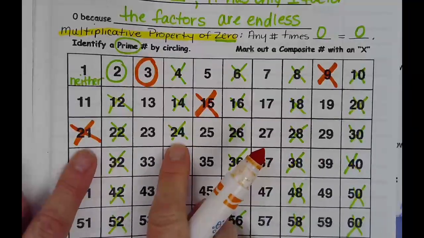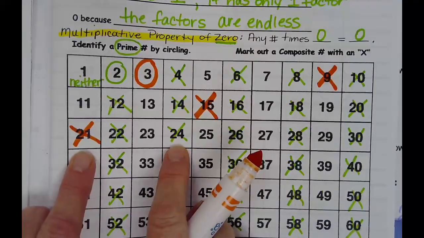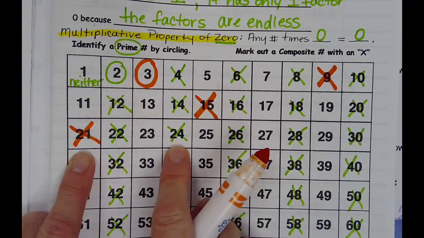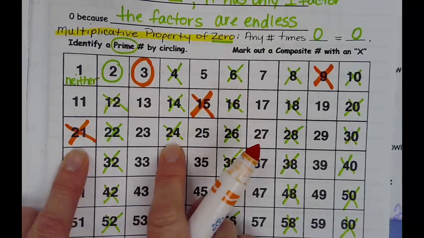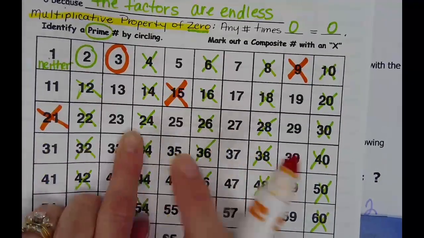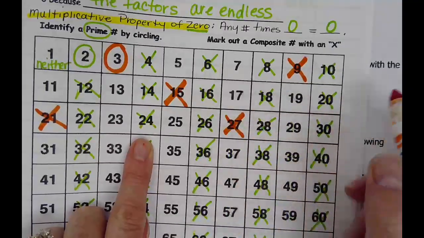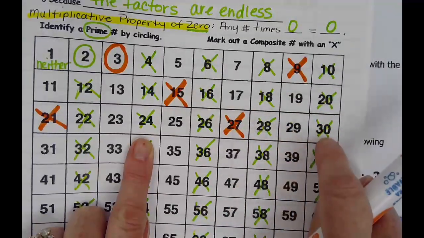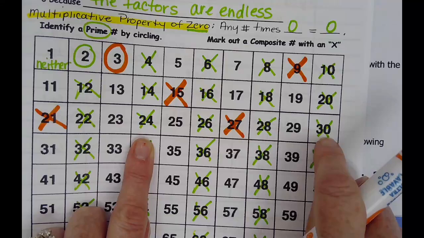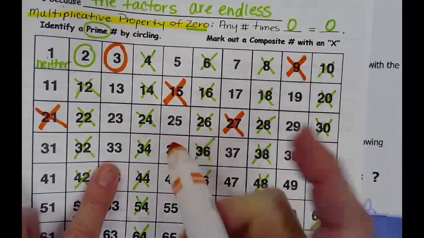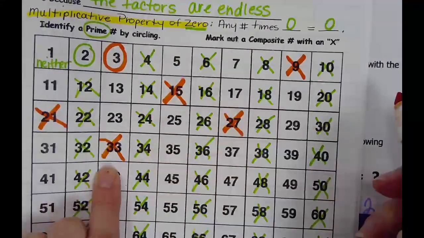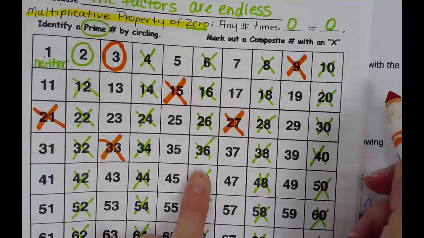24. It's already marked out. There's a pattern. With multiples of 3, it's an even number, then an odd number. Even number, odd number. So after 24, what's next? Make sure 27 is marked out. What's next? 30. After 30, 33. After 33, 36.